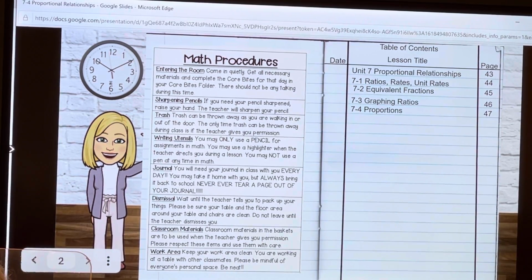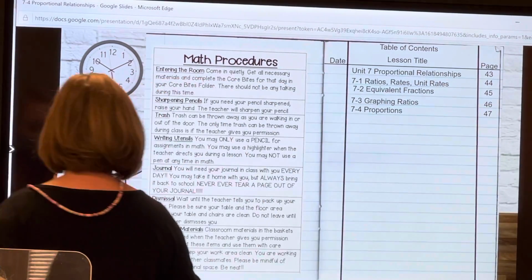Alright, there's an awful lot of background noise going on. Does everyone have a 7-4 sheet? It goes on the right side, right? Goes on the right side. That is the correct statement.